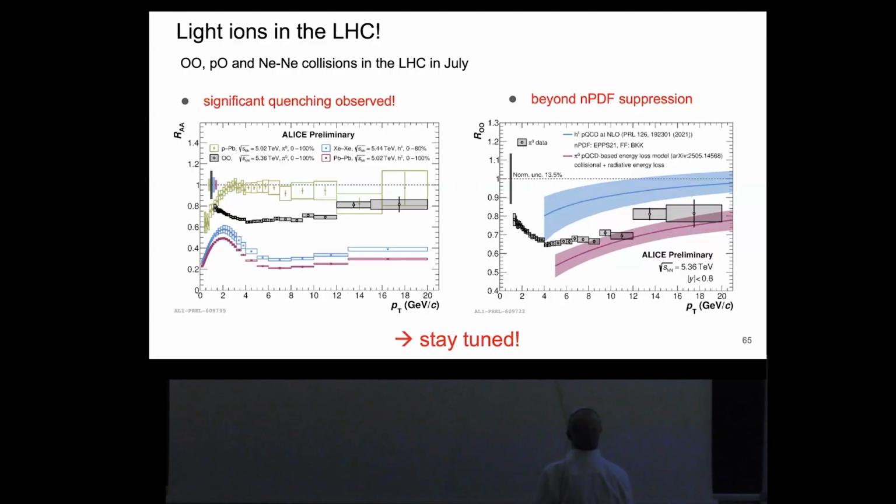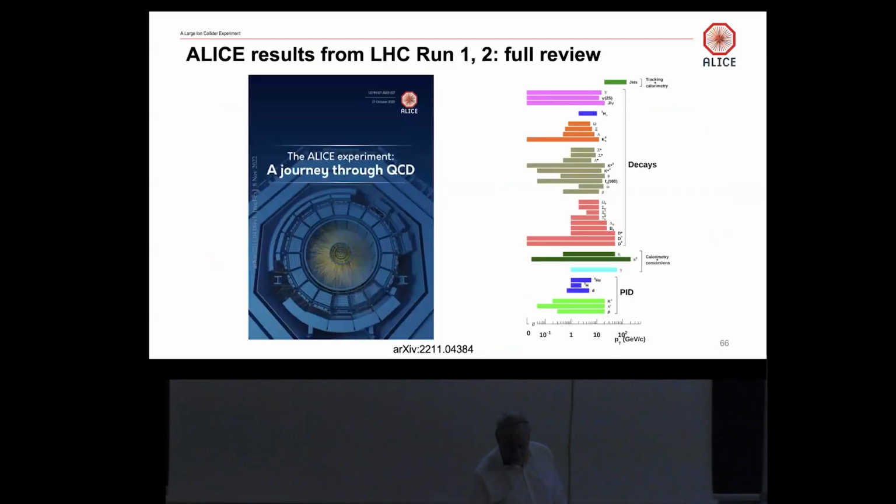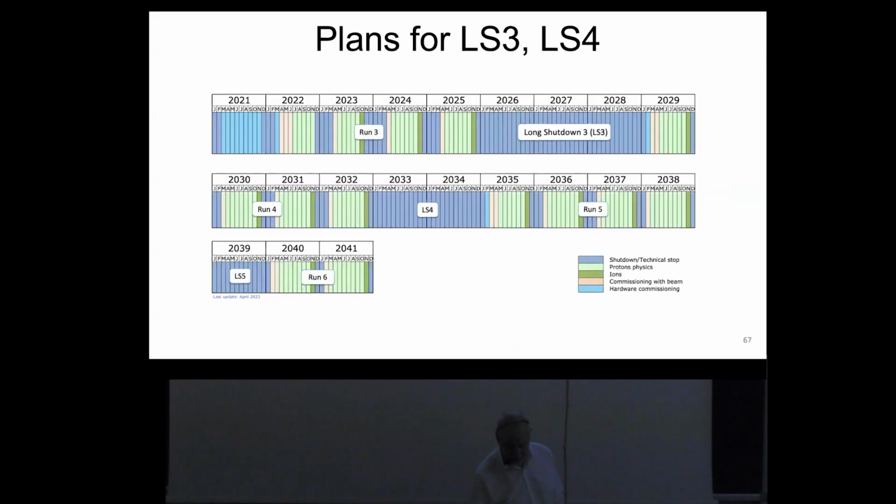This is the comparison with some calculations. The blue one has just nuclear PDFs, and the red one also has some energy loss. We are somewhere in the middle. Stay tuned. The data is very precise. We will have to see how the interpretation from the theory evolves. This is just a link to the full review of ALICE results for completeness.